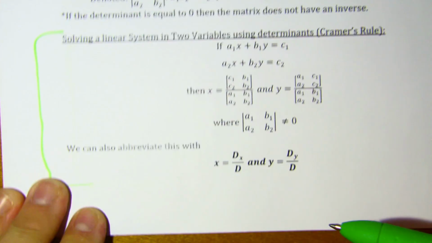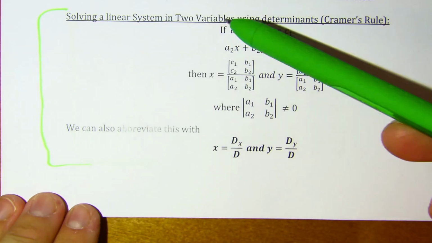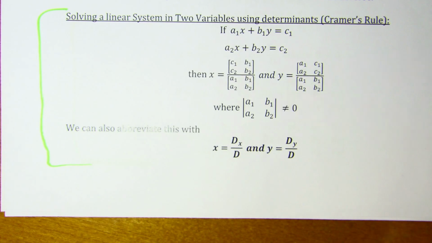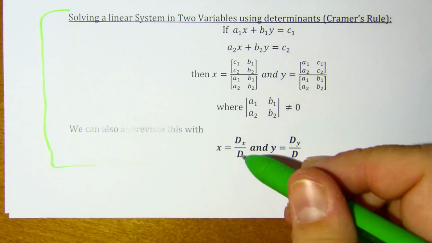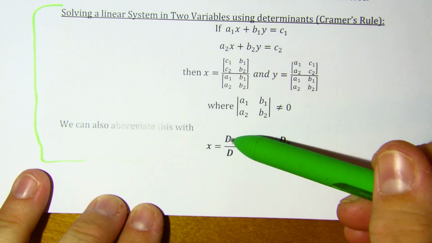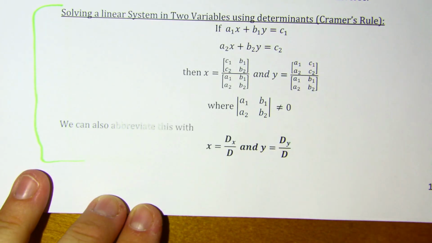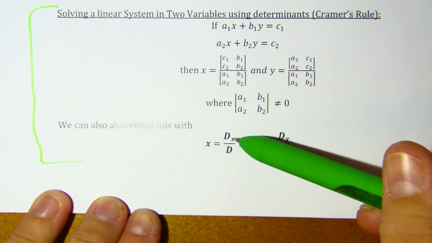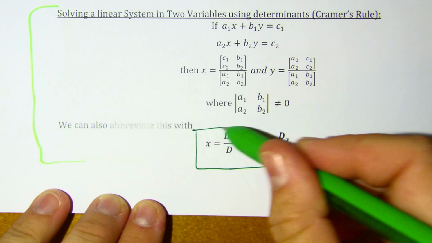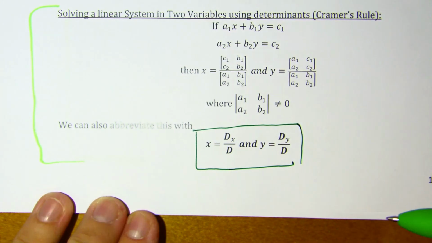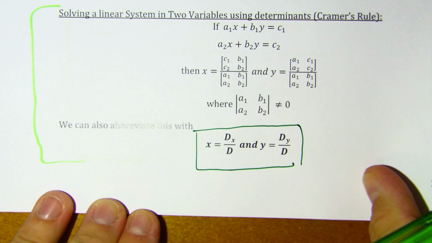So what we're going to find is solving a system of equations using Cramer's rule. And what we're going to do is find the determinant for x using what we have here, and then the main determinant, and then dy over d. So I'm going to show you in the next example exactly what these are. It's easier to kind of go through with an example.